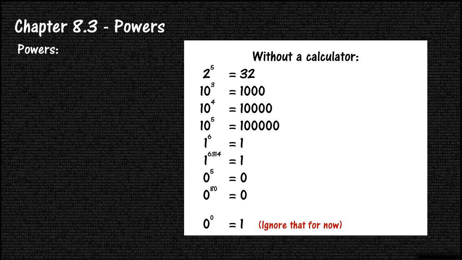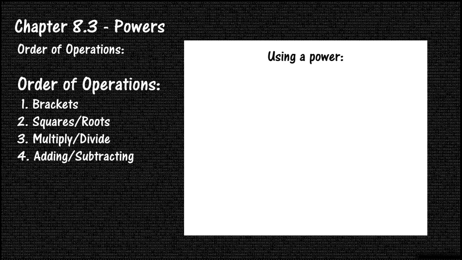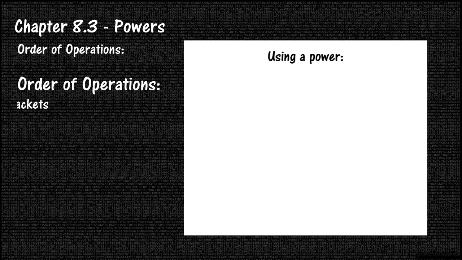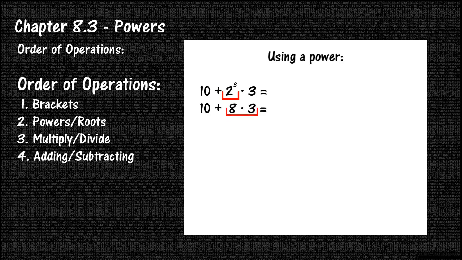Let's put our skills to the test by using our knowledge in combination with the order of operations. The second rule in the order was squares and roots, but we're going to update this to powers and roots. We still solve this from left to right. So in 10 plus 2 to the power of 3 times 3, we start by calculating 2 to the power of 3. This is 8. Then we multiply 8 and 3 to receive 24. And we finally take the sum of 10 and 24. So our answer is 34.